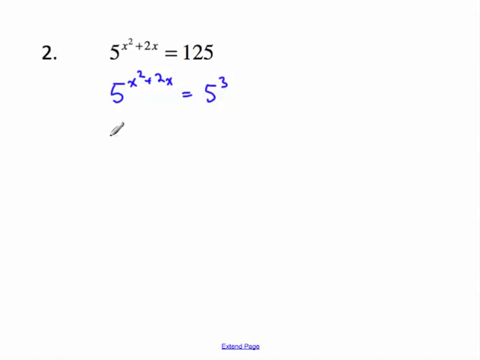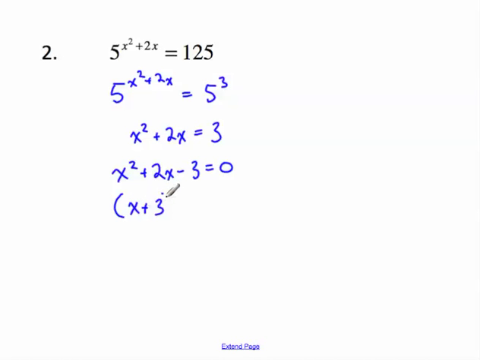Now again, the bases are the same, so the exponents must be the same. So x squared plus 2x has to be equal to 3, and now we solve as a quadratic, a little bit more complicated, but not much really. Move the 3 over, factor, and that means that x has to be equal to -3 or +1. Same thing.